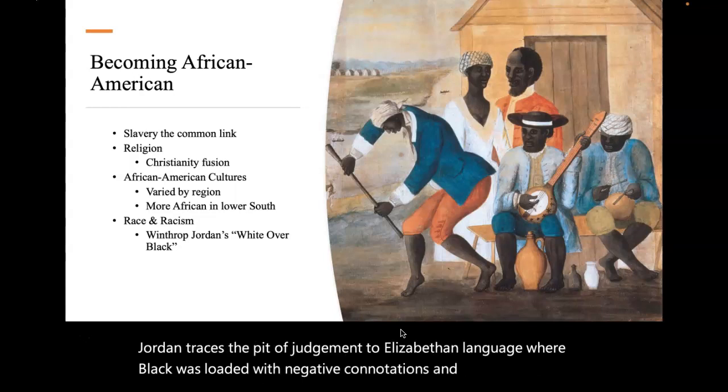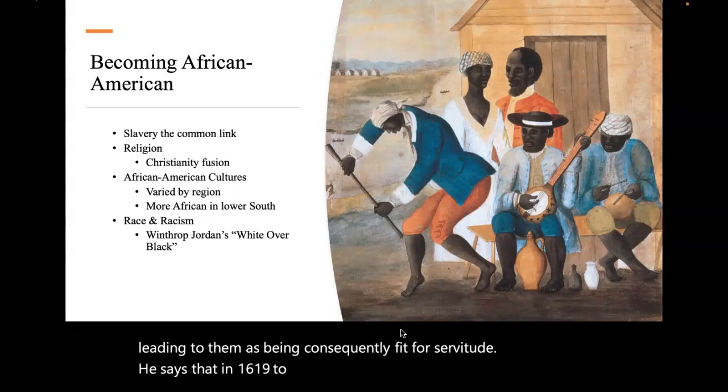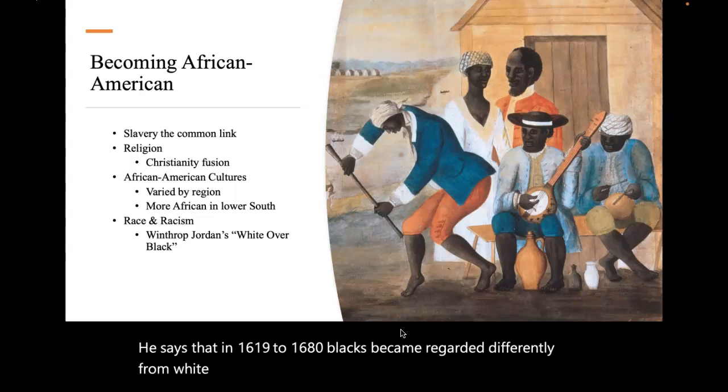Winthrop Jordan traces the prejudice to Elizabethan language, where Black was loaded with negative connotations, and sees that as leading to them being consequently fit for servitude. He says that from 1619 to 1680, Blacks became regarded differently from white laborers, in part because of these negative pejoratives from the Elizabethan times.